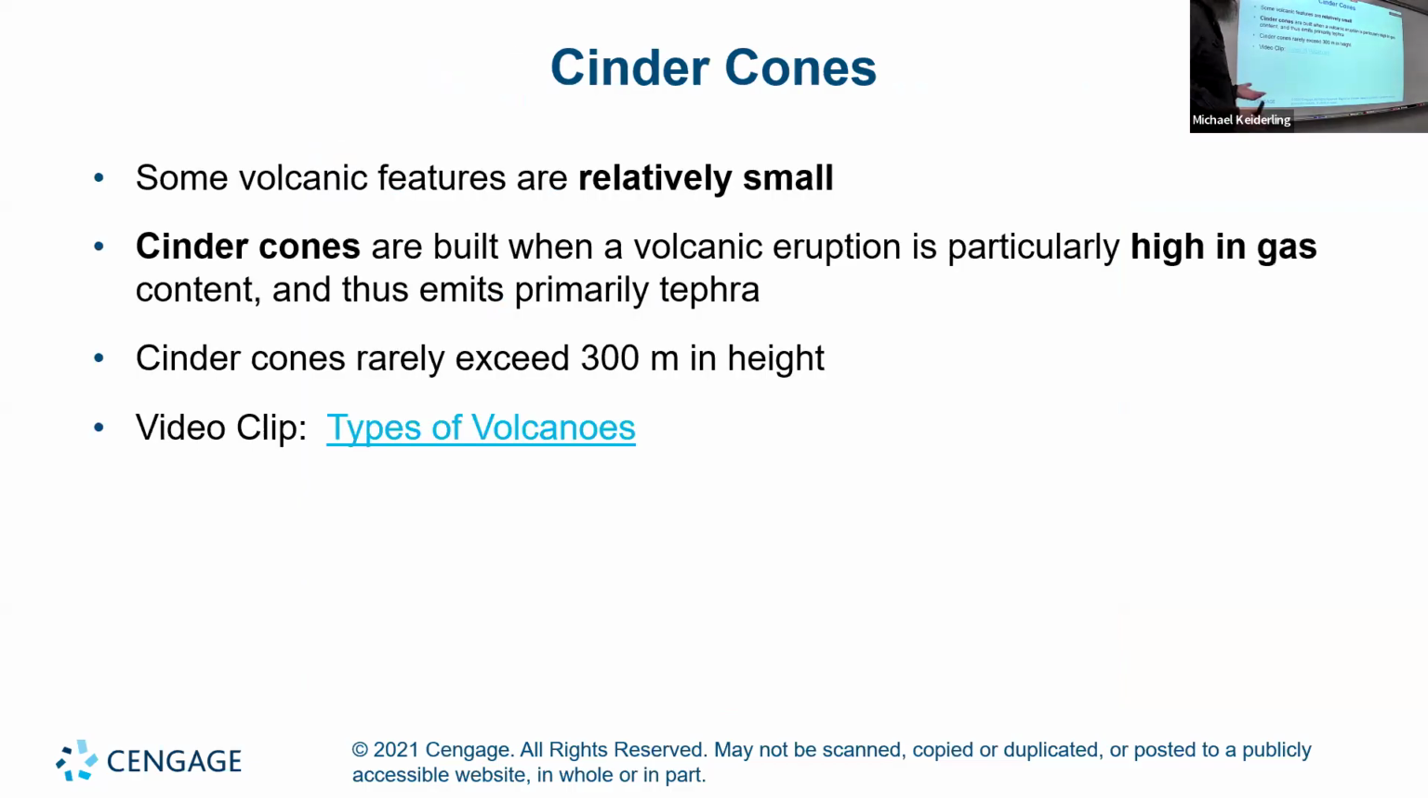Now, some volcanic features are relatively small. Cinder cones are built when a volcanic eruption is particularly high in gas content, and it basically blows out material which cools into cinders. They emit primarily tephra, so just bits of rock and material, and pile up in a pile of stuff around the vent. They rarely exceed about 300 meters in height.